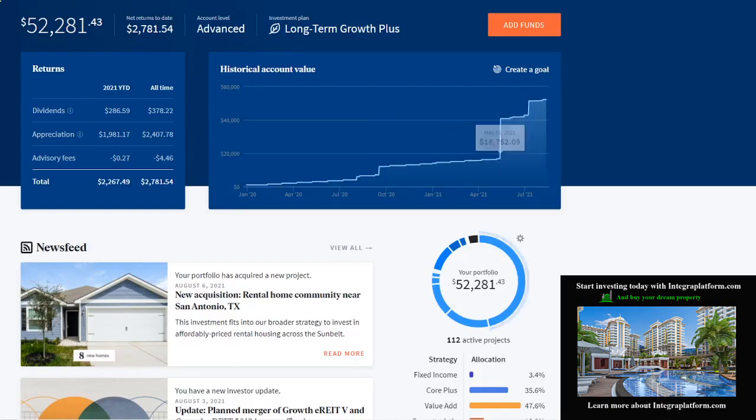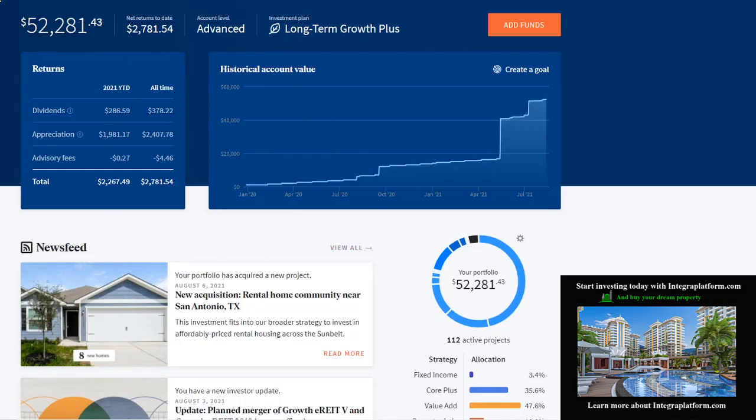So anyway, currently I have $52,281 in the Fundrise investment platform, $49.5 thousand of which is my money. So there's about $2,750 in returns in about a year and 8 months, which is an amazing thing, considering that during the pandemic there were no returns and there were no dividends for about 2 months.